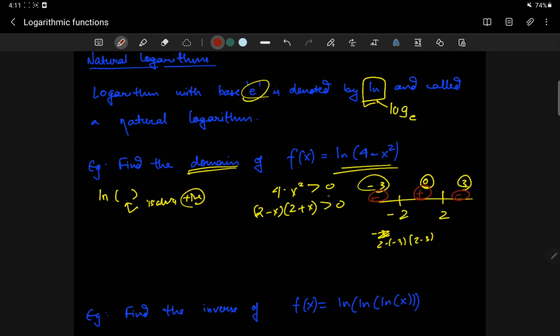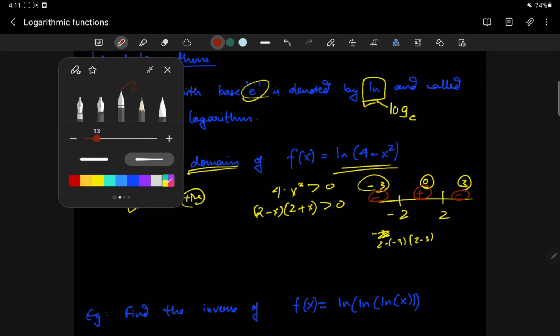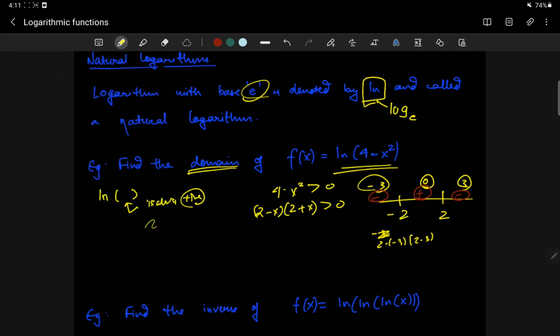So for this to be positive, you need the values to be exactly between negative 2 and 2. And this is going to be the domain. Now, we will not include negative 2 and 2 because log of 0 is not defined.